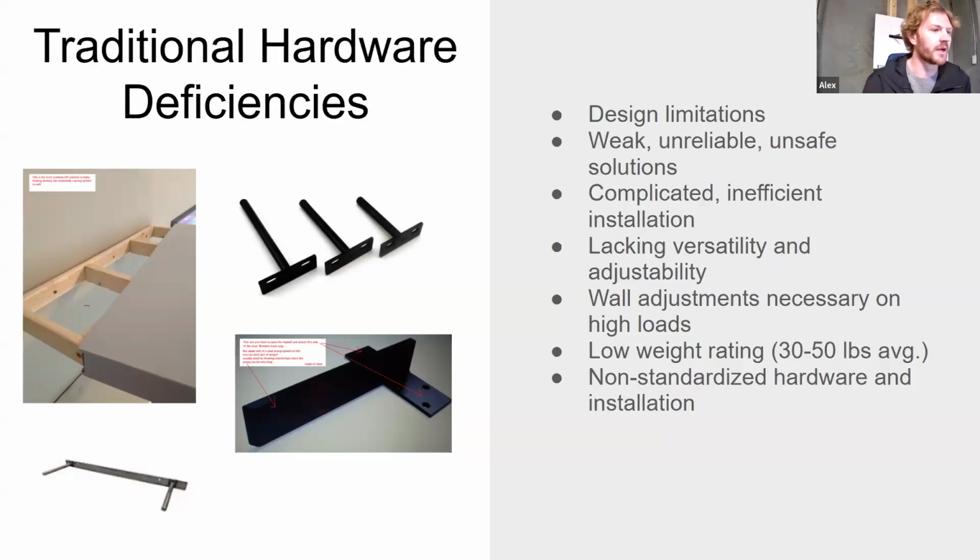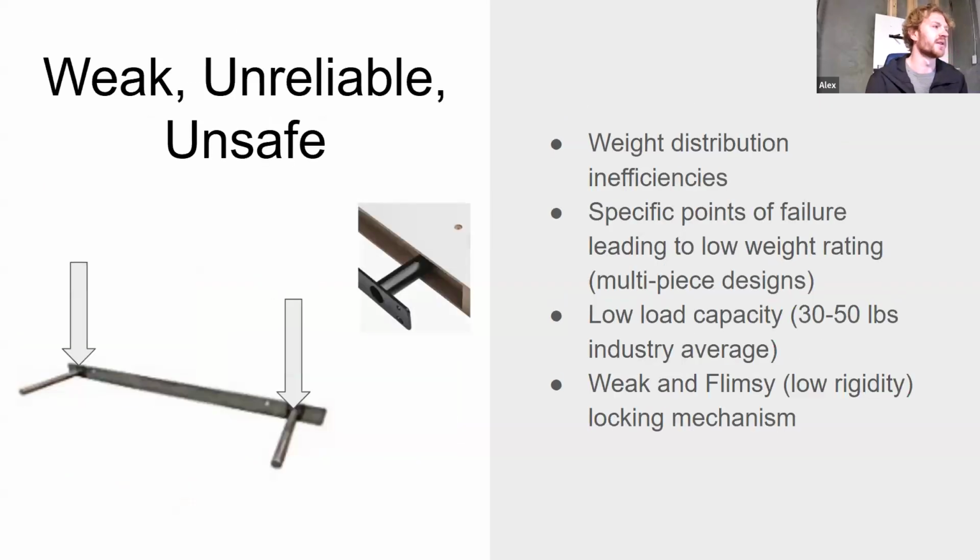For example, the wall adjustments here, right? If you take a look at the prong system or the L bracket there on the right side, you can see basically the bottom right picture there. That one is a stud mounted bracket, so you would have to go behind the drywall in order to do that. But we'll get into that. First is weak, unreliable, unsafe, and this mostly comes from weight distribution inefficiencies.